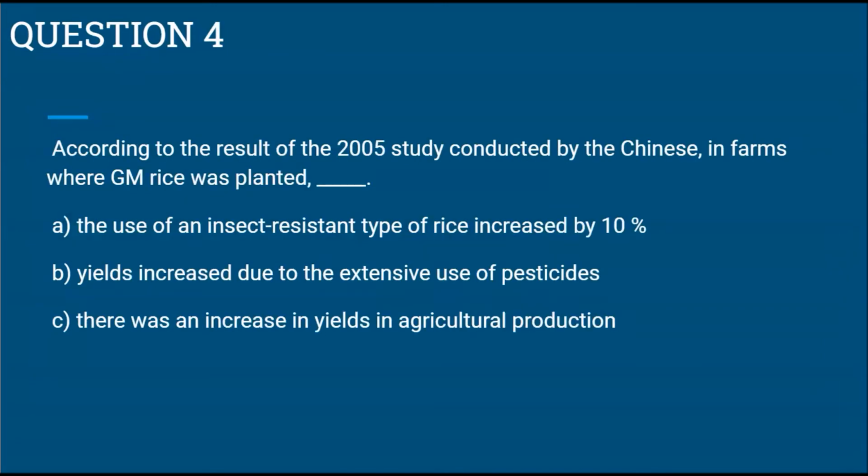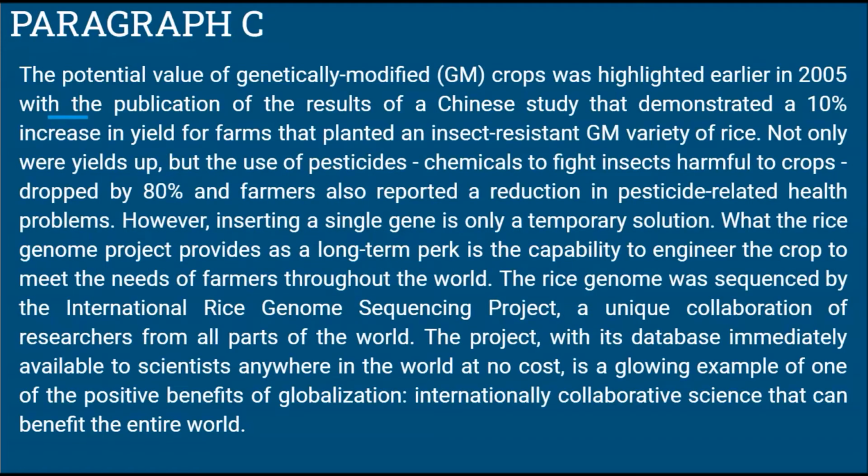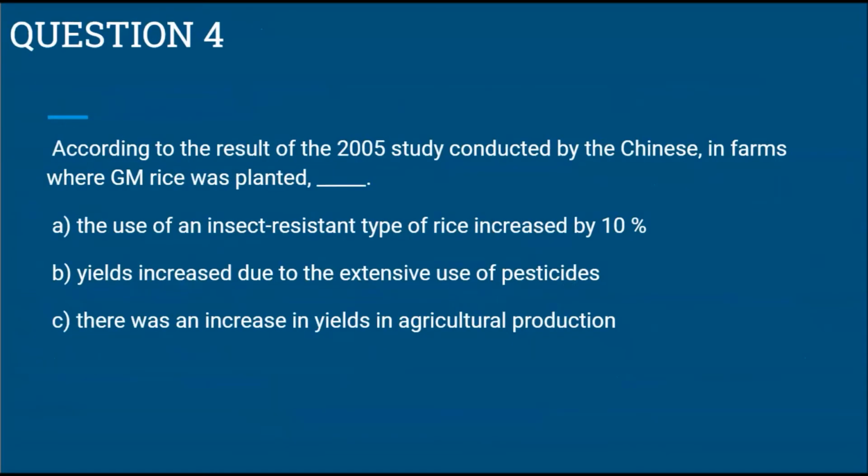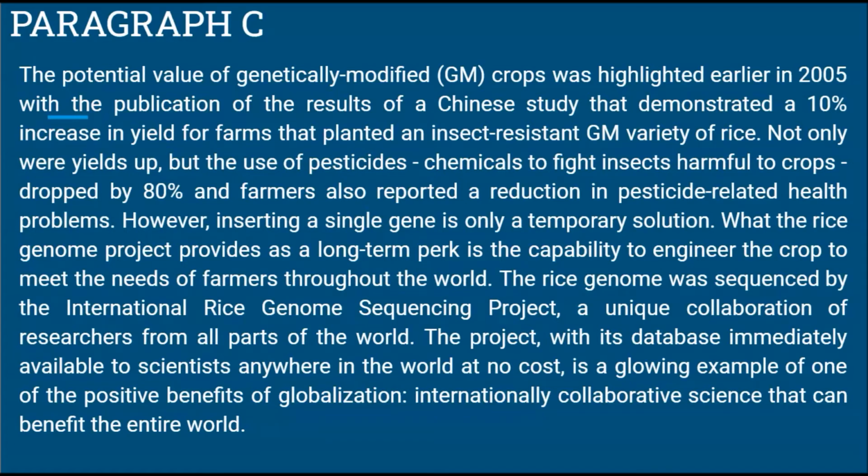Time for question 4. According to the result of the 2005 study conducted by the Chinese, in farms where GM rice was planted, what happened? So now analyze these choices one by one, and then you can read the paragraph C carefully. So I'm stopping for you here. You can pause the video and try to find the correct answer. Here is paragraph C for you to read and find the answer. You can now pause the video.